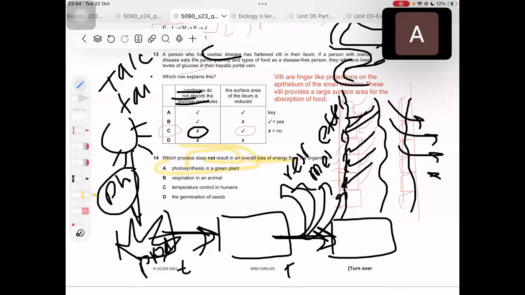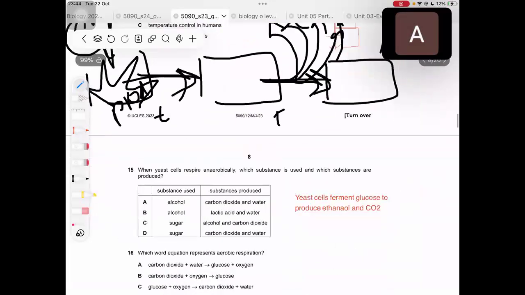Answer is A, because you can see in B, respiration in animals, energy is lost. And when you try to control the temperature, it's another biological process. From that, we will lose energy. And germination of seeds uses up energy for the growth of the new plant. Therefore, B, C, D all have an overall loss of energy.